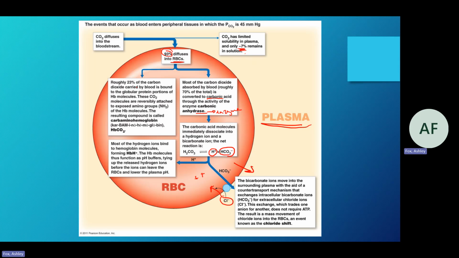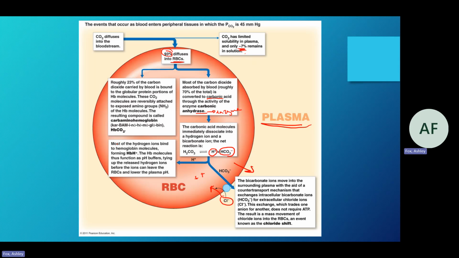About the rest, 23% of the carbon dioxide is actually bound to hemoglobin. It's going to be different from where oxygen is going to be. Some of the oxygen can bind to the iron, but it's going to be a different part of the hemoglobin. So some hemoglobin is going to carry carbon dioxide. And when carbon dioxide is attached to hemoglobin molecules, it's going to be carbaminohemoglobin.